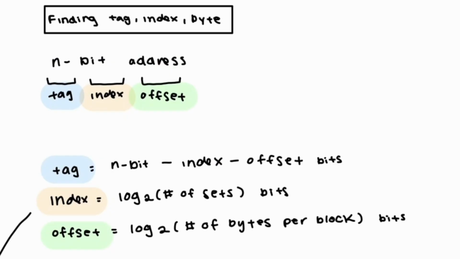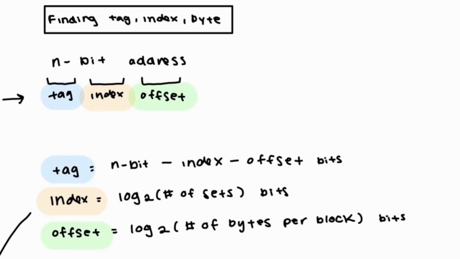To begin, let me show you some important formulas to help you calculate the tag, index, and offset bit amounts. If we have an n-bit address, the order of our tag, index, and offset will be shown right here. We know that the tag will be calculated last because it's just the number of bits in the address minus the index minus the offset. Then the index is log 2 of the number of sets, and the offset is log 2 of the number of bytes per block.